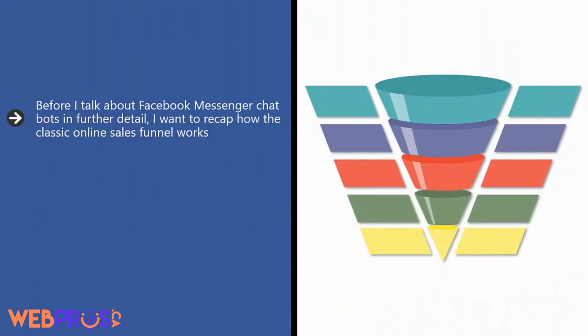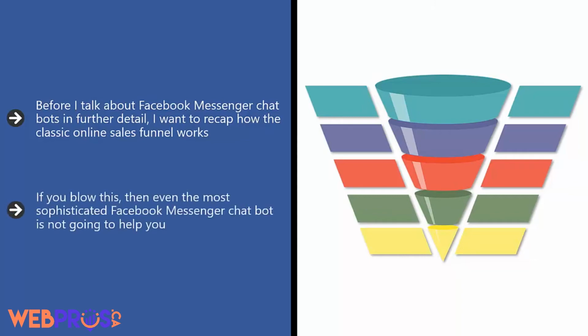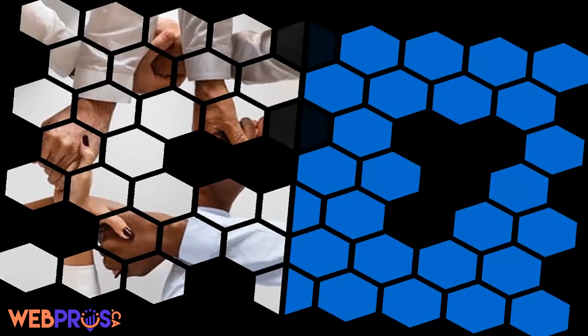Before I talk about Facebook Messenger chatbots in further detail, I want to recap how the classic online sales funnel works. You have to remember how to sell stuff online so you can craft your overall Facebook Messenger chatbot strategy according to these basic rules. If you blow this, then even the most sophisticated Facebook Messenger chatbot is not going to help you. All you end up doing is wasting money.